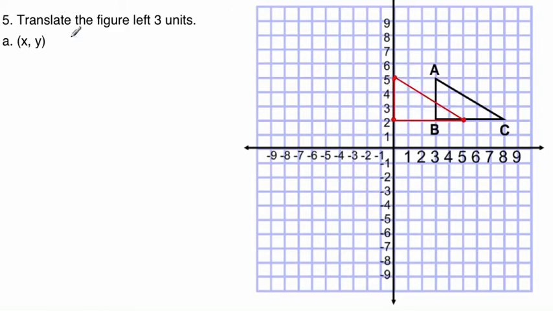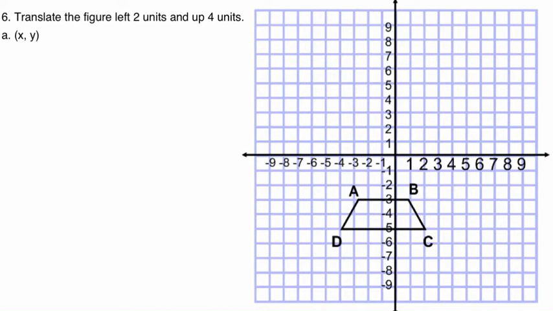Okay, the rule, we went to the left 3, so that's going to be minus 3. And we didn't do anything to the y, so it just stays the same. Each one of these coordinates on the y would be the same in the new shape. Number 6.